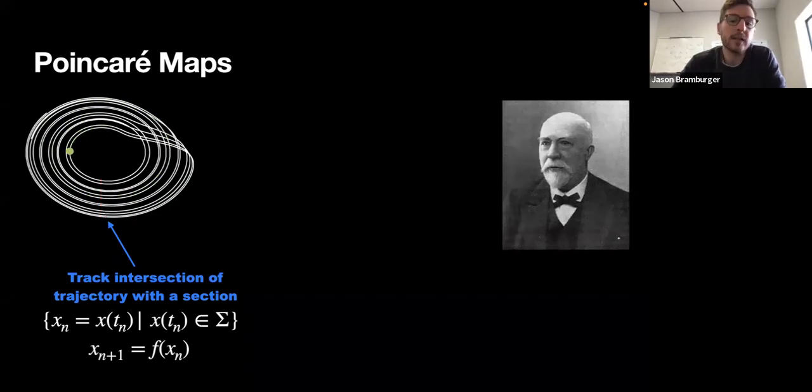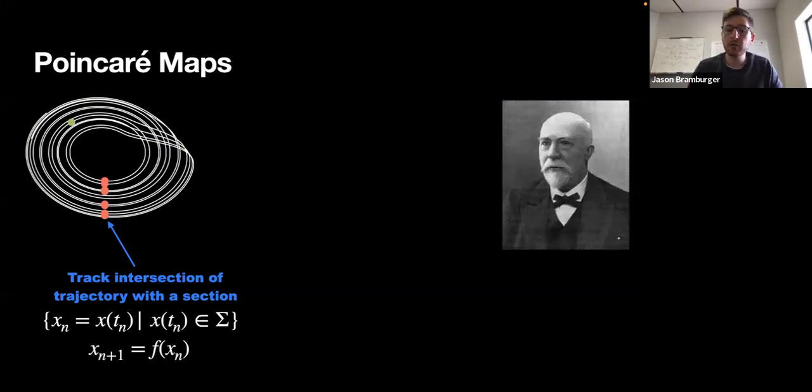What Poincaré had the foresight to do is introduce a lower dimensional subsection, transverse to the flow, in some recurrent region of space, and simply track the intersection of these continuous time trajectories every time they pierce through this subsection. This subsection is typically called a Poincaré section. And you can imagine collecting up intersections from a single trajectory in this Poincaré section.